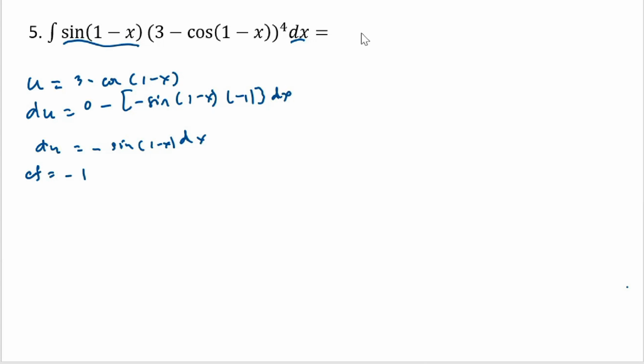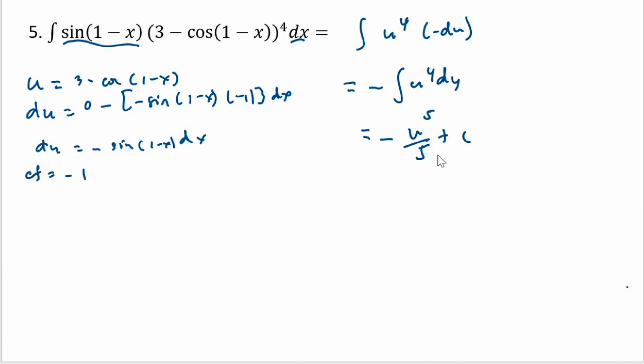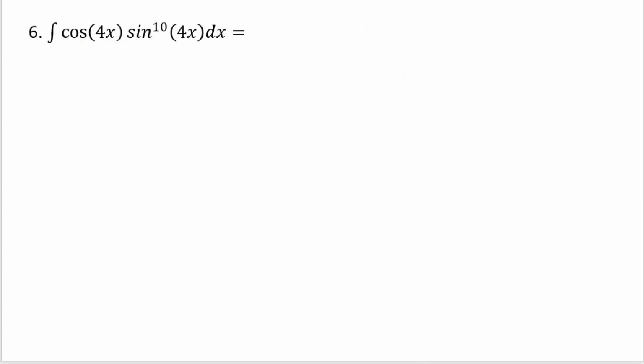So rewriting now the givens, we have the integral of u raised to 4 times negative du. So therefore, we have the negative of u raised to 4 du. So integrating that one, we have negative u raised to 5 over 5 plus a constant. And replacing the value of u, we have negative 1/5 of 3 minus cosine of 1 minus x, and then plus a constant.